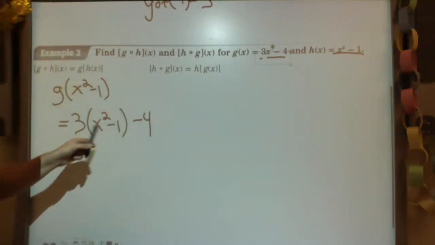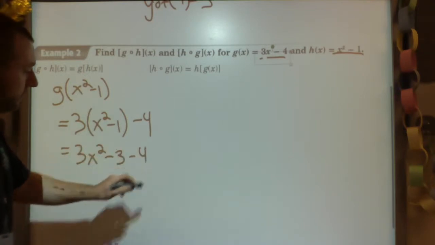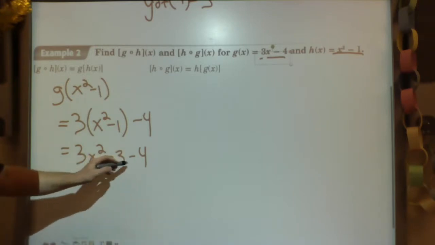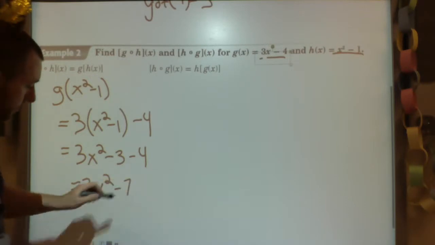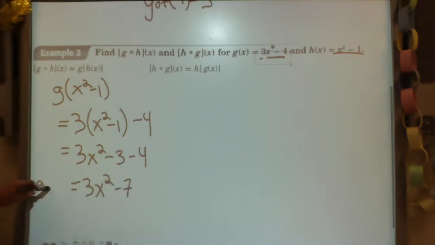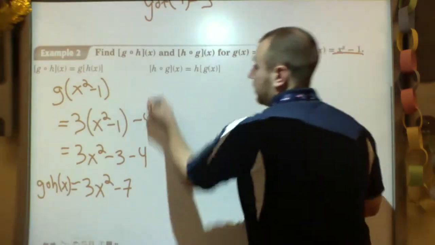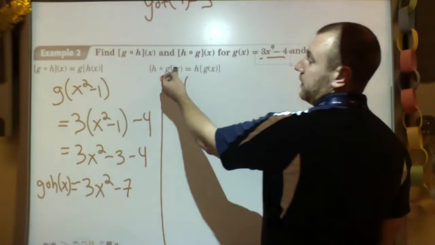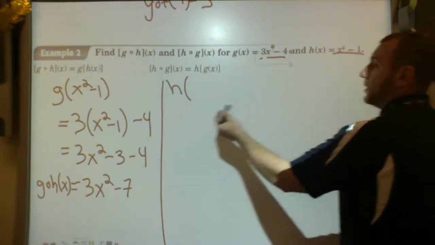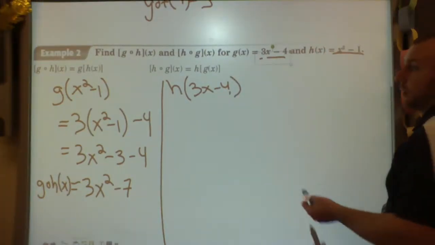Now I distribute the 3 in. And now I combine like terms. So that is my g of h of x. Now I reverse it. So I do my h of the g function. Well, the g function is 3x minus 4. So I write it out.